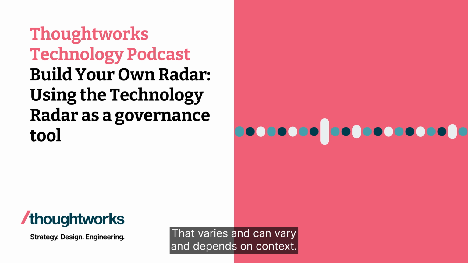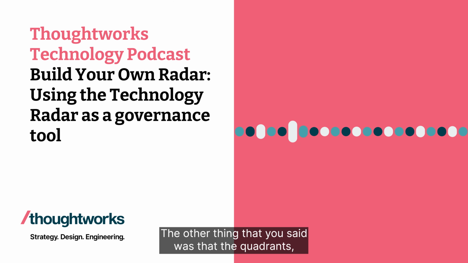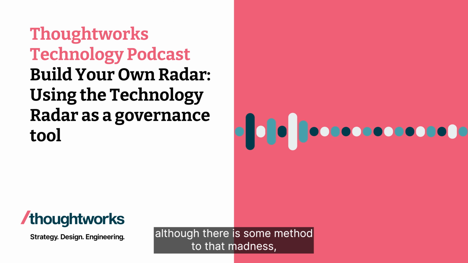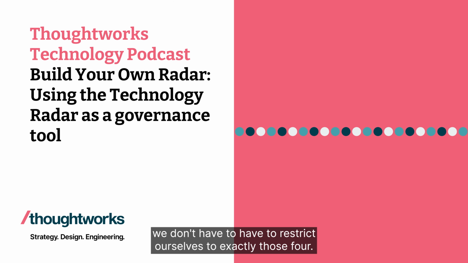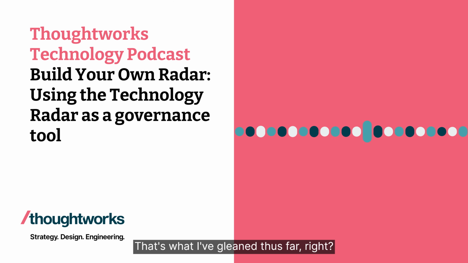So that varies and depends on context. And the other thing that you said was that the quadrants, although there is some method to that madness, we are pretty flexible in terms of how those quadrants can be formed. So if I'm building my own radar, we don't have to restrict ourselves to exactly those four. That's what I've been thinking thus far, right?